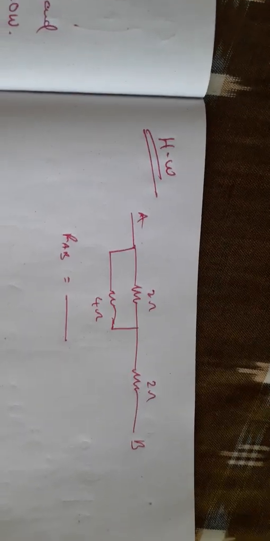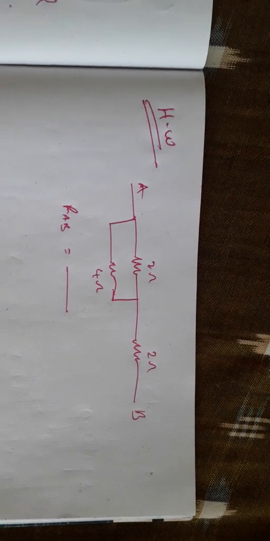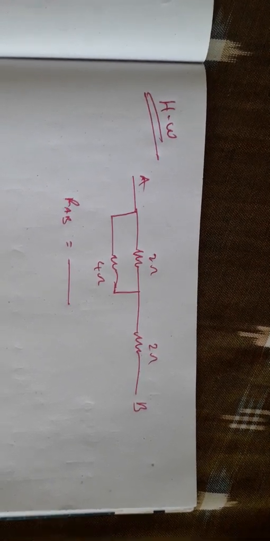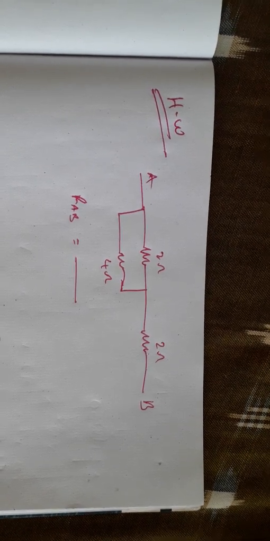Yes, this is your homework. So what is the homework? Here two resistors are connected. They seem to be in series, and one resistor 4 ohms is parallel to 2 ohms. So if you observe, first these two are in parallel, isn't it? The effective of this is in series with this. So this is how you have to do it.